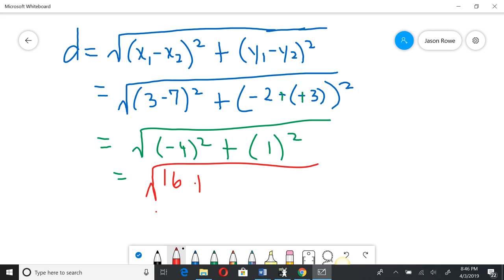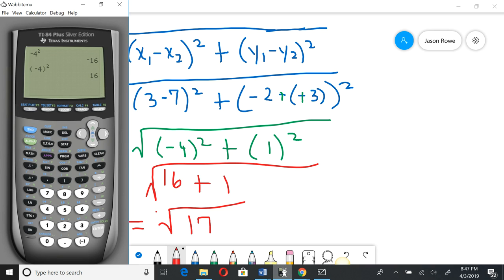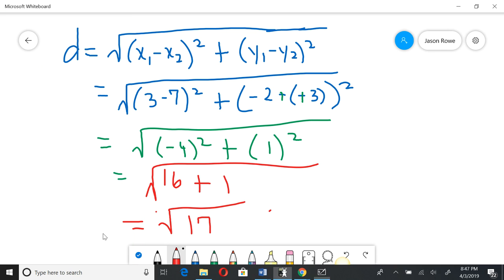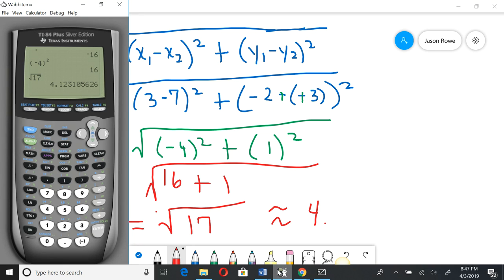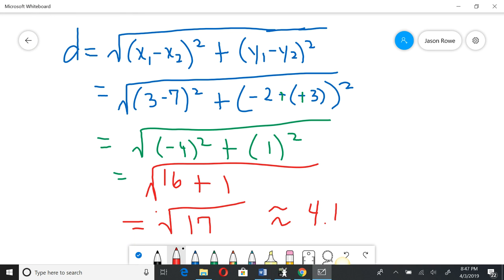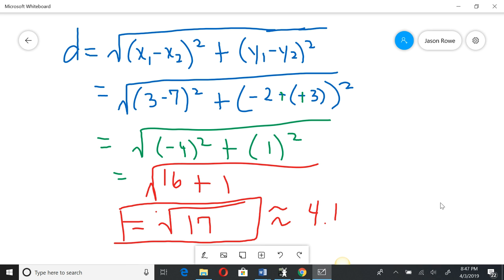We've got the square root of 16 plus 1, which is the square root of 17, which is the final answer. Now, if you want to, you can find the square root of 17 on your calculator, but you don't really need to. So this is approximately 4.1. But I would leave it as the square root of 17. So that's how you apply the distance formula. All right, let's take a look at our next example.